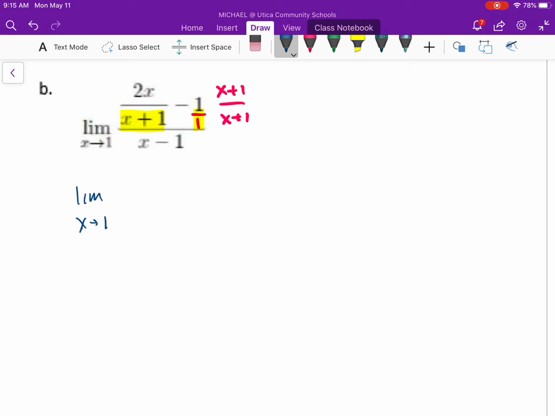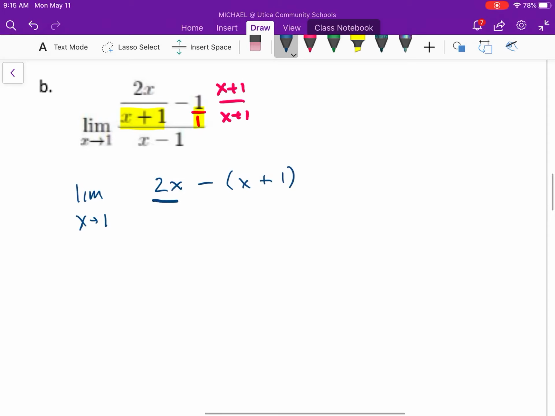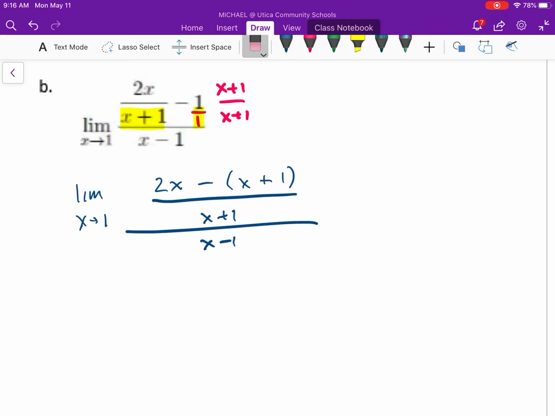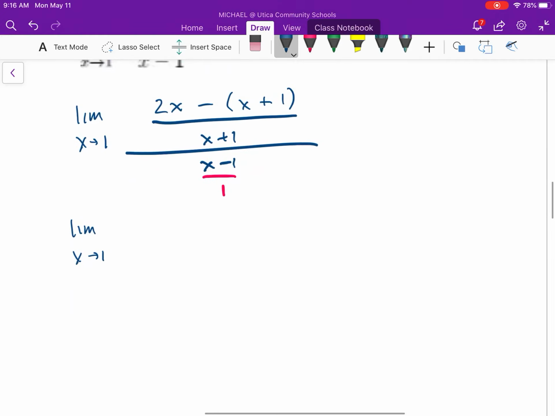I'm going to rewrite my limit. Limit as x approaches 1. So I get 2x minus, and then I'm going to remember to distribute that over x plus 1 all over x minus 1, and then I'm going to go ahead and throw a over 1 for that bottom part, just so that I remember that it's a fraction over a fraction. When I clean up the top, I end up with 2x minus x, which is just x.